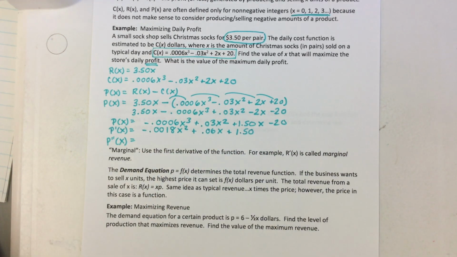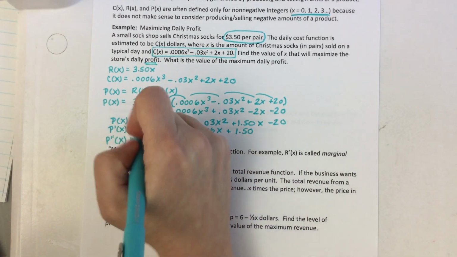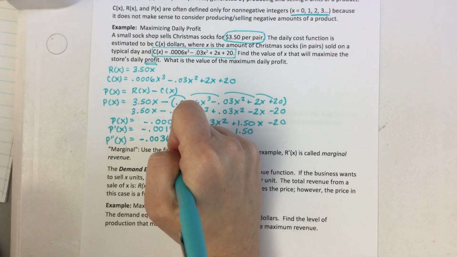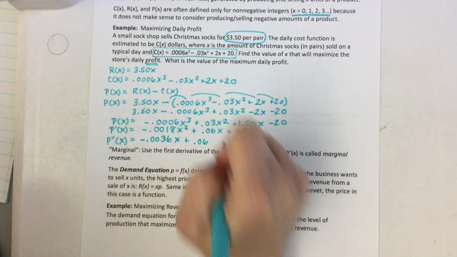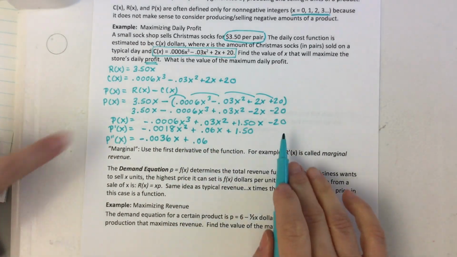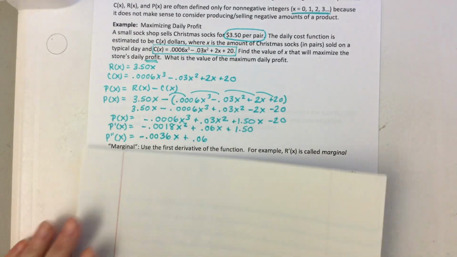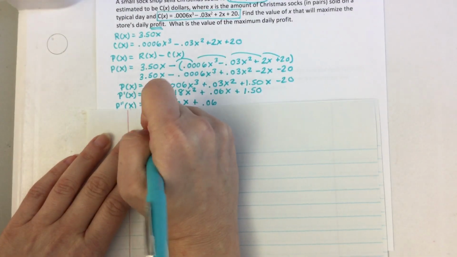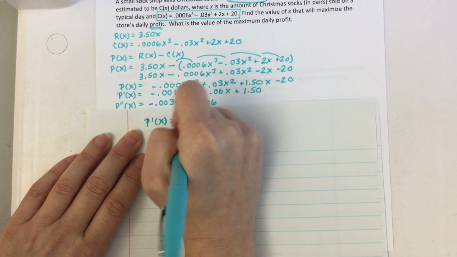Now I know I'm going to need the second derivative to verify that it's a maximum. So if I take 2 times negative 0.0018, I get negative 0.0036, reduce the exponent, so it's just an x, plus 0.06, and the constant becomes 0. So I found the function, first derivative, second derivative. Now I'm trying to find the value of x that will maximize the profit. So I take the first derivative and I set it equal to 0.